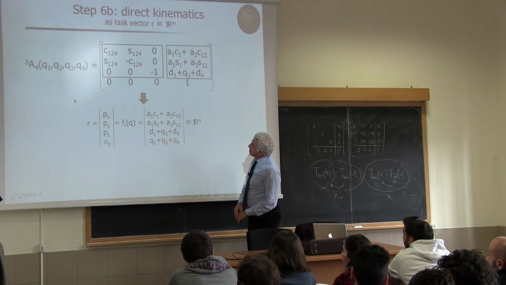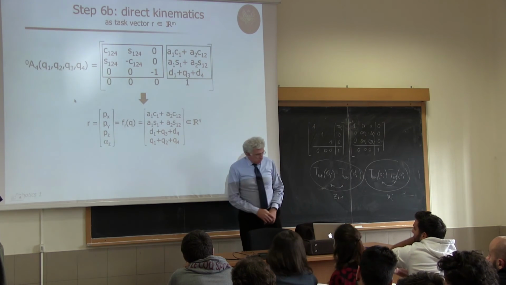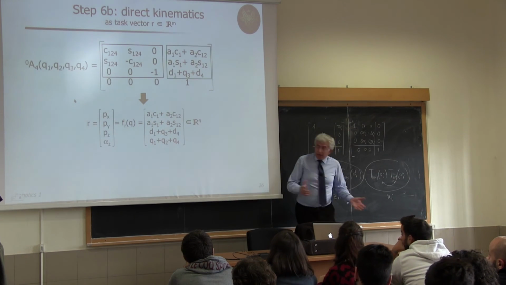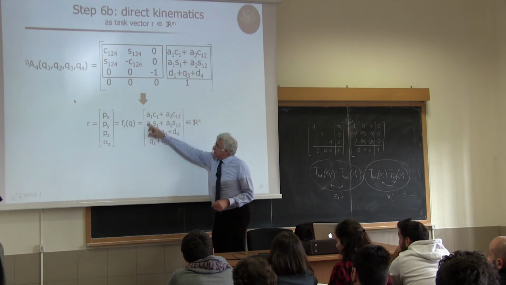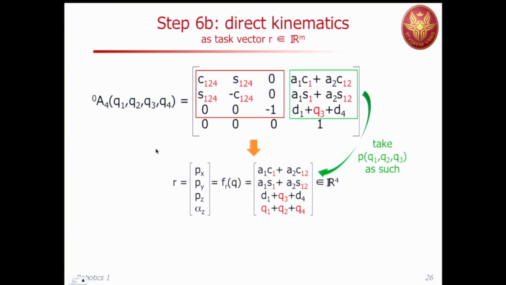Now I have Q1, Q2, maybe it's correct. So these 3 components are simply taken from the last column of the homogeneous matrix. So I take this is the position, so I organize it as R1, R2, and R3 of a vector R. It's just saying the coordinates of the origin.